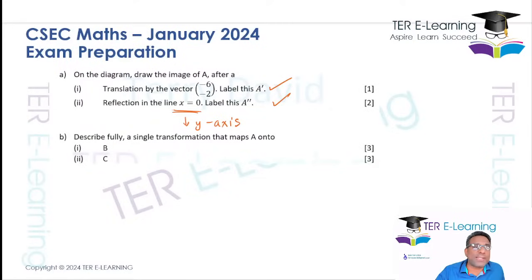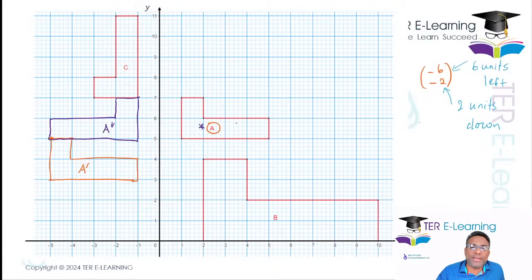Now, some students lose marks for these questions. Describe fully the transformation that maps A onto B. What do you all think that transformation is here? What transformation maps A onto B?